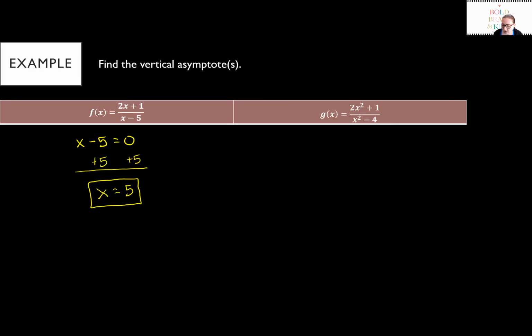Our second equation, there's nothing to factor out of 2x squared plus 1. It's not factorable because of the plus there. The denominator can factor, but I'm instead going to just set that equal to 0. We can solve it by factoring, or I can solve it by taking square roots. So I'm going to solve by taking square roots. So I have x squared minus 4 equals 0. We're going to add 4 to both sides. So we get x squared equals 4.